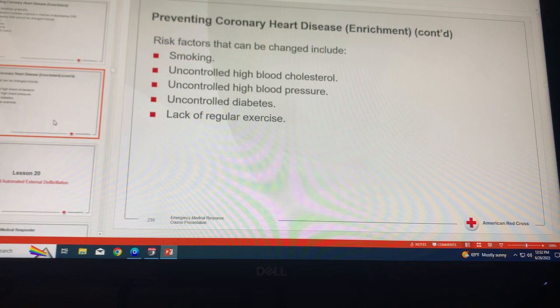So here's prevention, coronary heart disease. Risk factors that can be changed. So these are things that you can do something about. Smoking, you can do something about that. Uncontrolled high blood cholesterol, uncontrolled high blood pressure, uncontrolled diabetes, lack of regular exercise. So these are things that we can do to prevent coronary heart disease, and that concludes lesson 19.